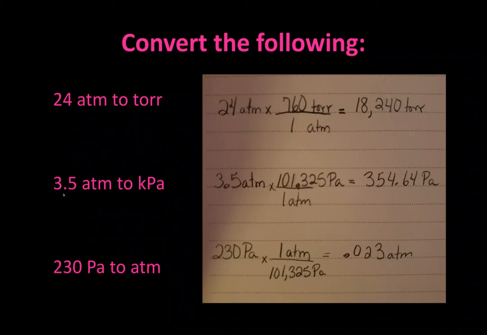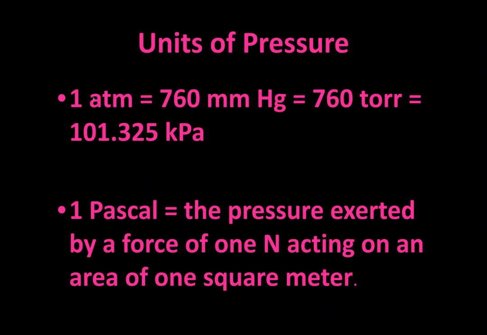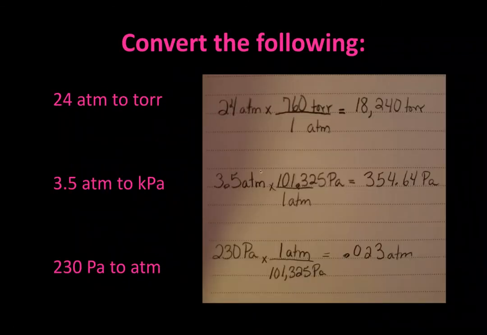Here we're converting 3.5 atmospheres to kilopascals. So we write the 3.5 atmospheres down, atmospheres on bottom. 1 atmosphere is equal to 101.325 kilopascals. So that goes on top. And again, multiply, and we get, this should be kilopascals here.